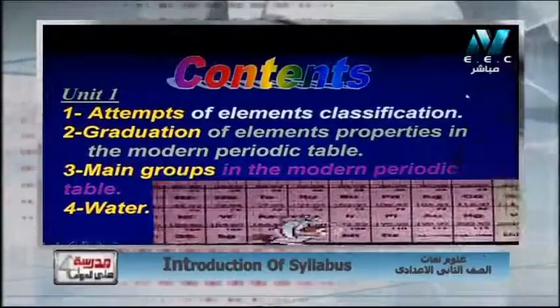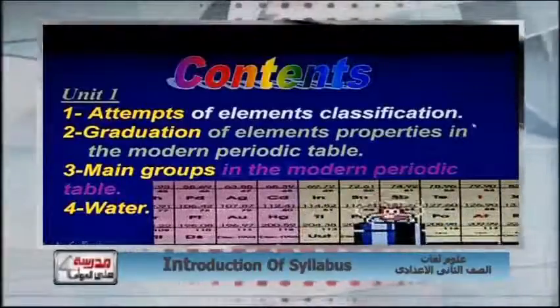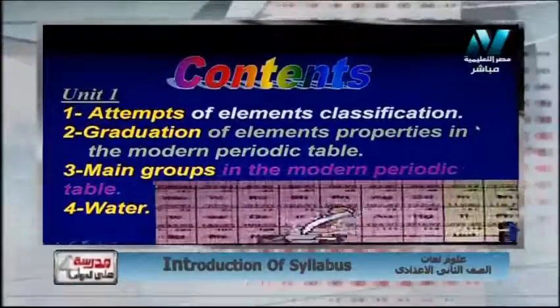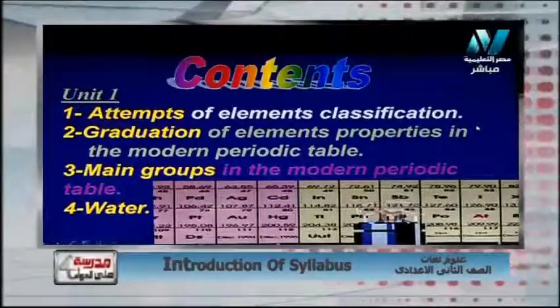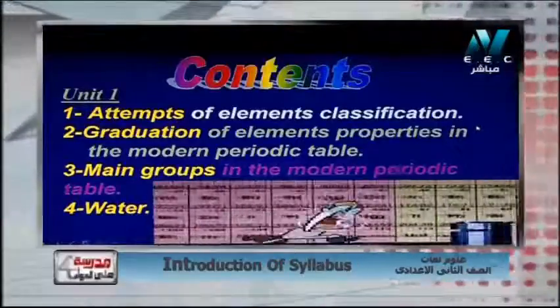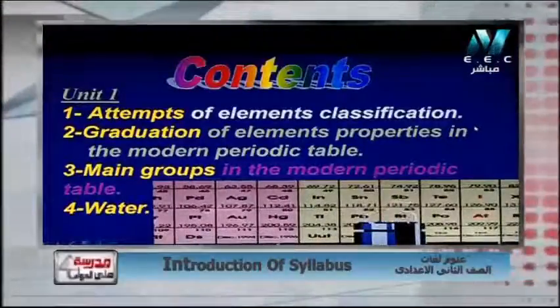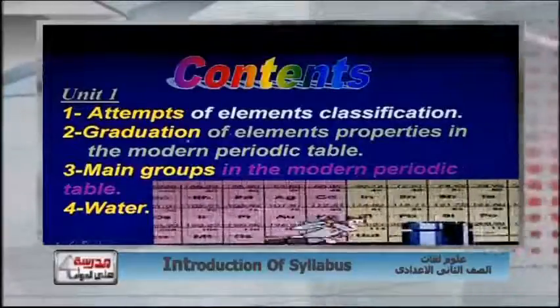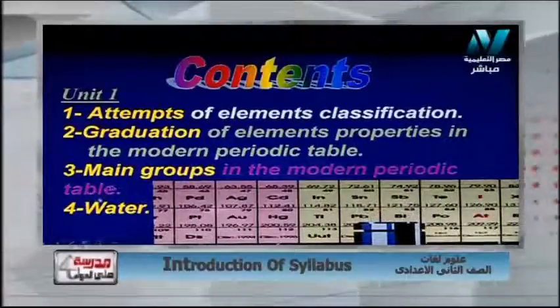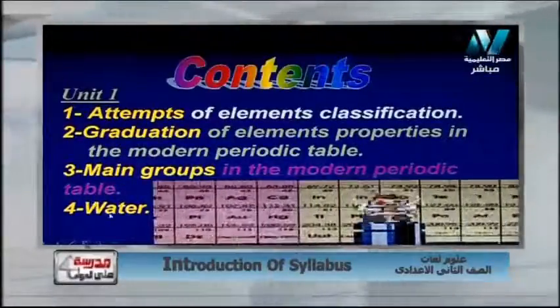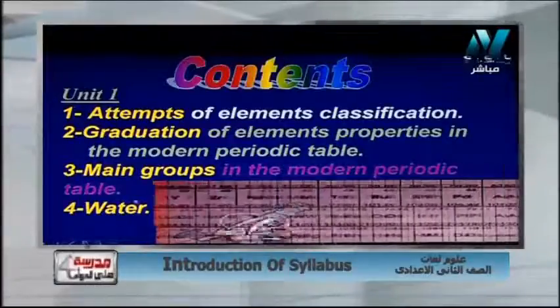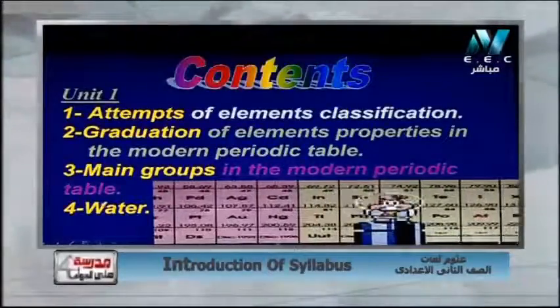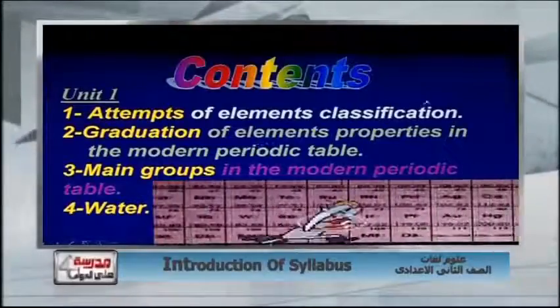The main groups in the modern periodic table, as we have group 1A and group 7A. طبعا بعد كده هنبقى ناخدهم تفصيليا. Number 4, we have lesson 4, as you see here, water. We talk about the properties of water and the structure of water and the bonds to connect or bend water molecules together. Okay.